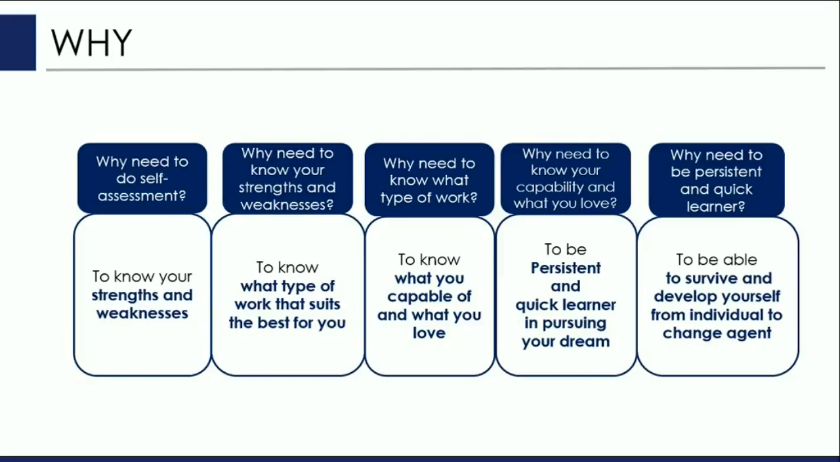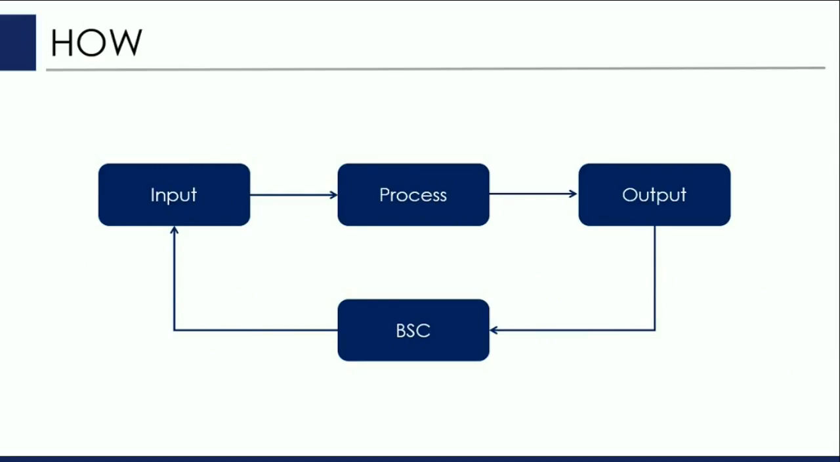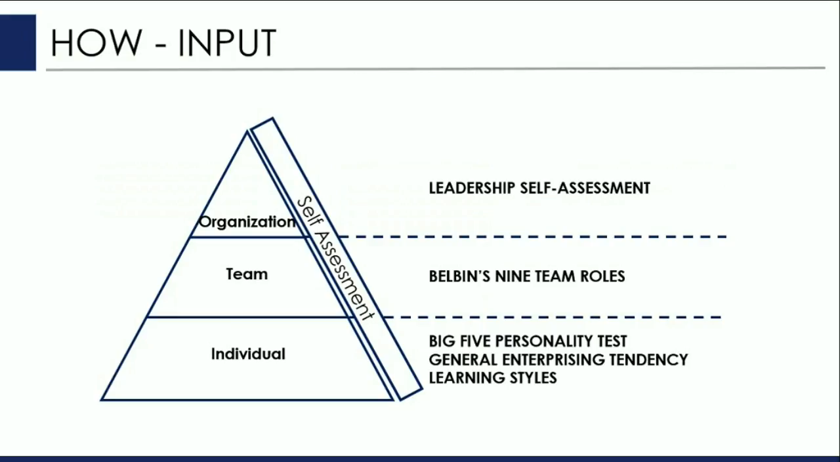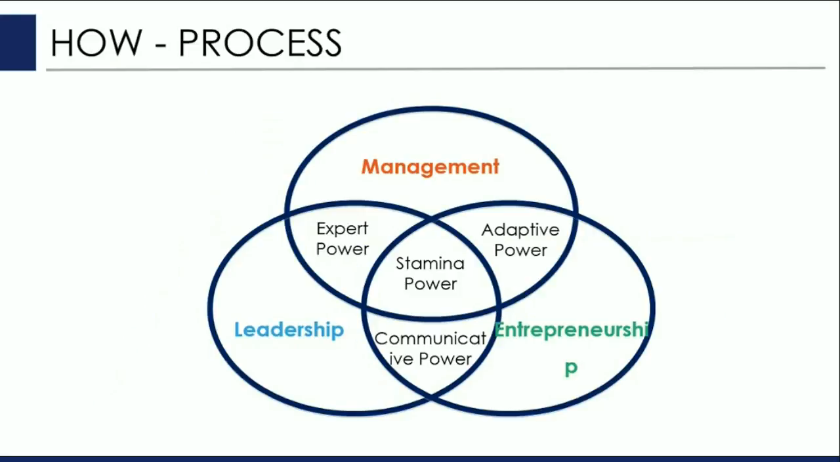Now, moving on to the how. After knowing and asking myself, I need to know how should I improve myself. Therefore, I'm going to answer this question by using the input, process, and output framework. So let's start with the input. In the input section, my input will be my individual, team, and organization skill test, which I have shown to you guys before. Then, with all my input, in the process section, I will need to have a management skill, leadership skill, and entrepreneurship skill at the same time.